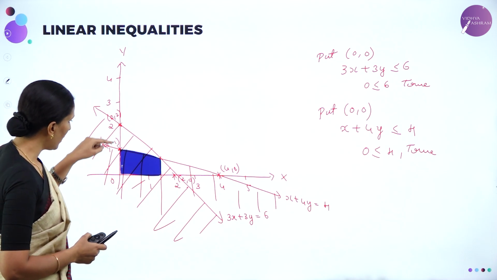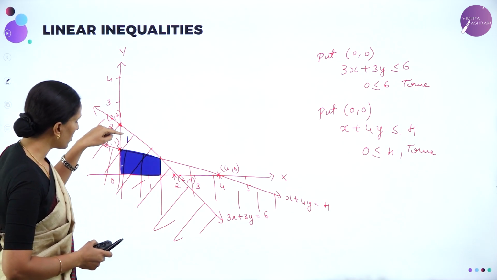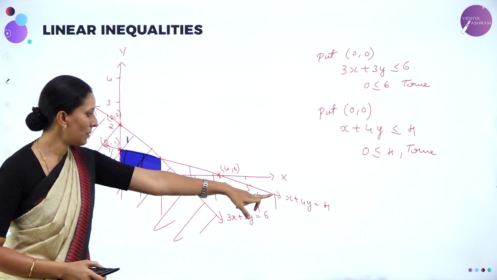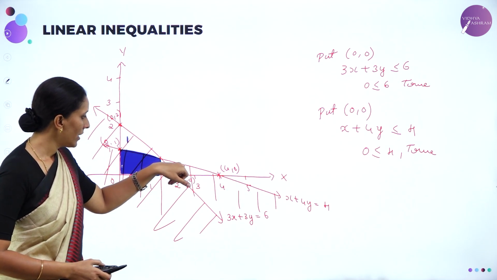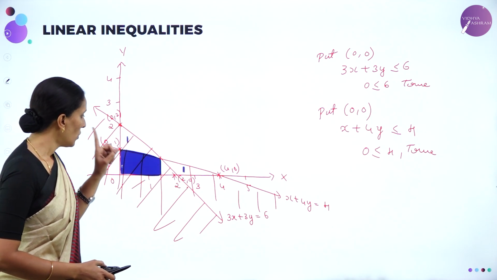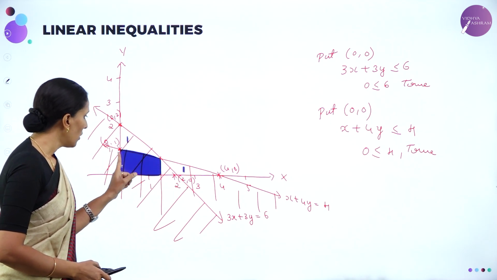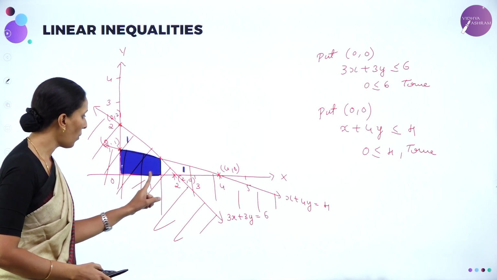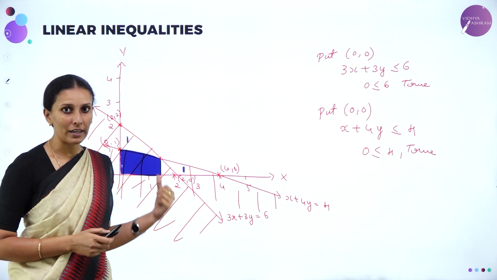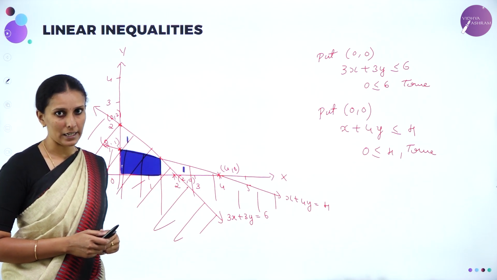inequalities. Now see here, if you take this region, it satisfies only the line 3x plus 3y, not the line x plus 4y. If you take this region, it satisfies the second equation, not the first equation. So this is the common region which satisfies both the inequalities. So this is the feasible region for the given system of linear inequalities.